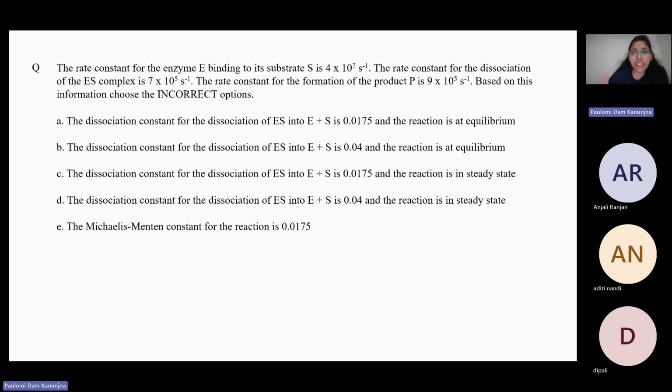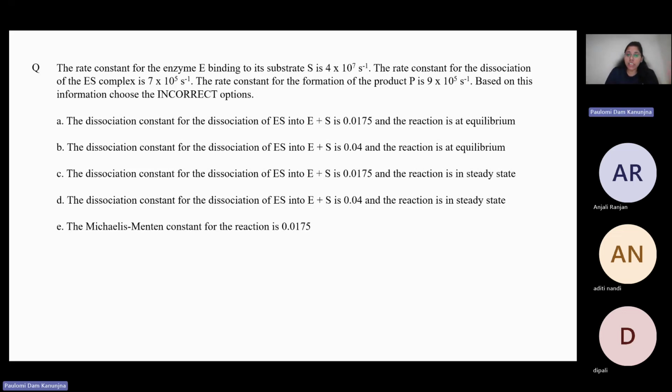The rate constant for the enzyme E binding to its substrate S is 4 into 10 to the power 7 per second. The rate constant for the dissociation of the ES complex is 7 into 10 to the power per second. The rate constant for the formation of product is 9 into 10 to the power 5 per second. So you have three different rate constants given to you. You can place them accordingly in the equation that we know.